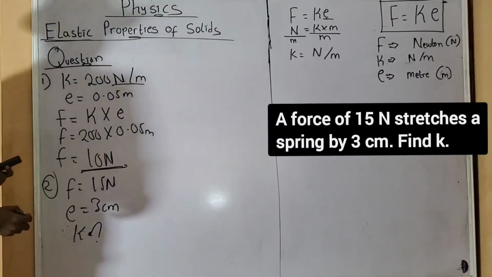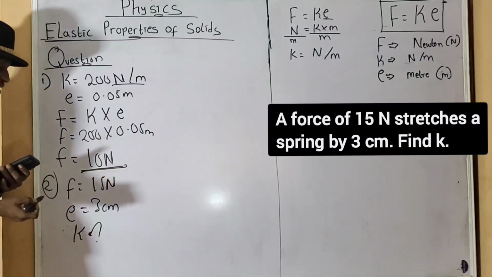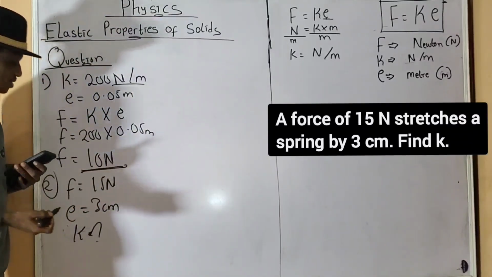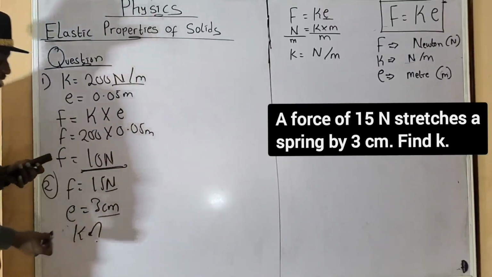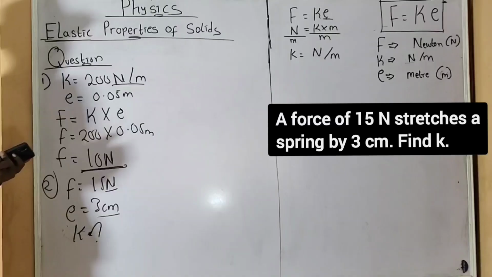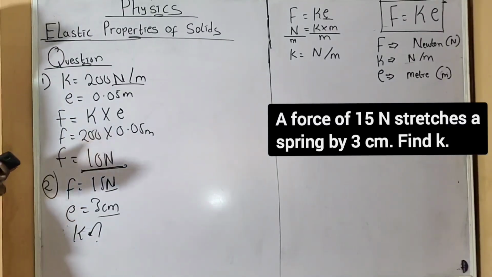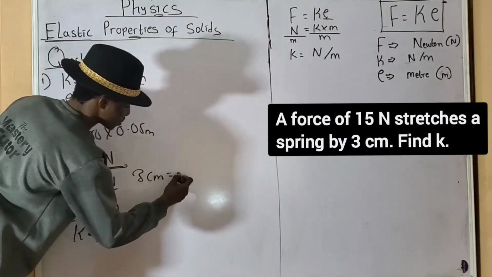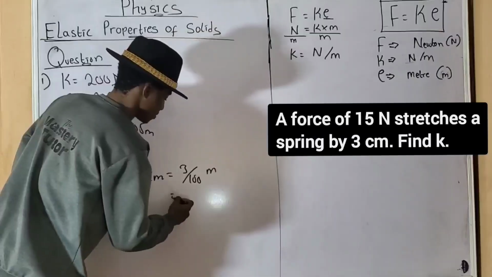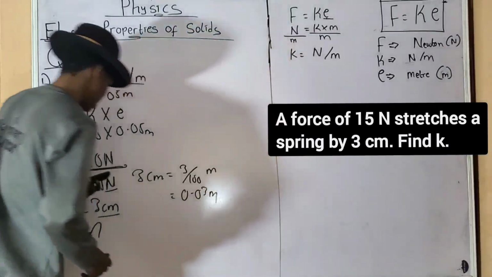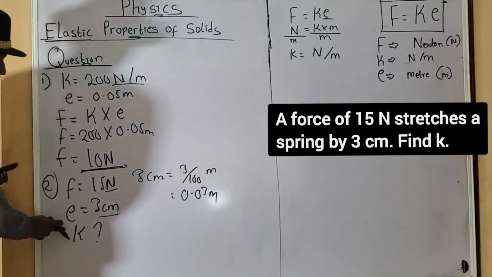It's simple. The first thing here is to check that all the parameters that you are given in the question are in their standard units. You can see that this one is in Newton, so we don't have any problem with that. But what of the extension? The extension is in centimeters, so that means we have to convert it to meter. Are you getting it? So I'm going to divide it by what? 100, okay? So 3 centimeters is equal to 3 over 100. 300 over 100 meters. So that will be what? 0.03 meter.